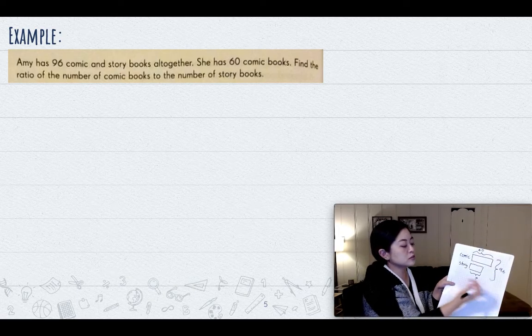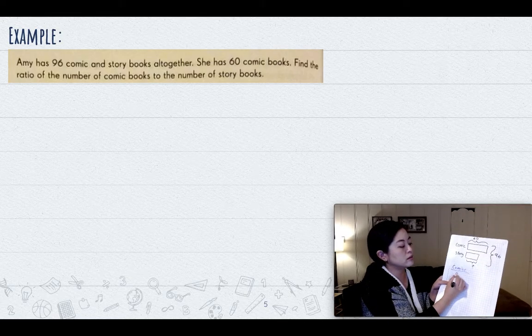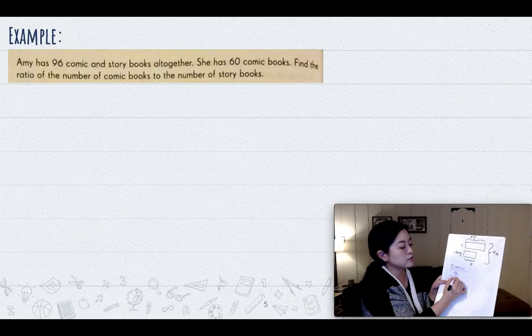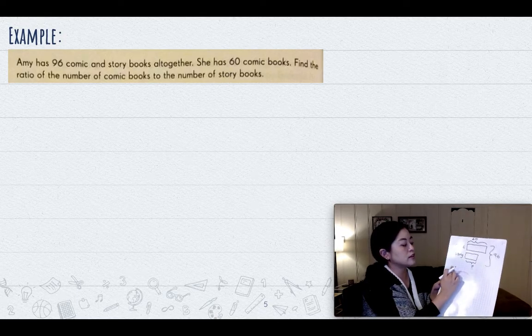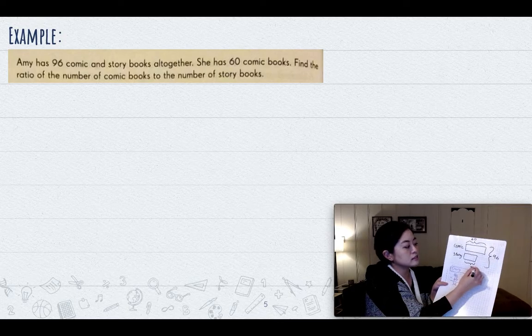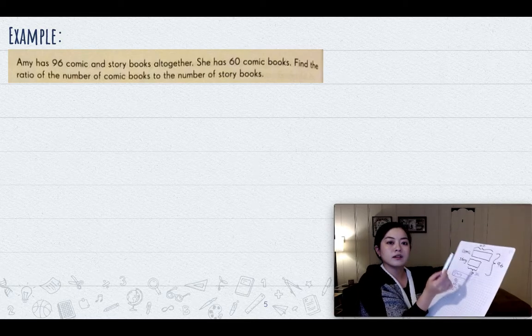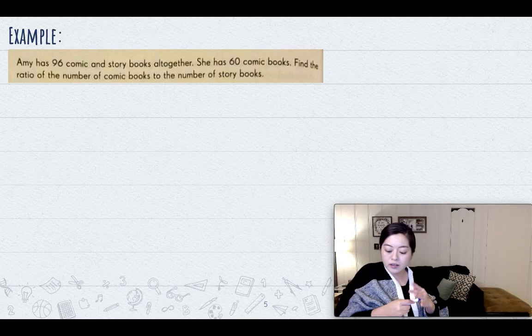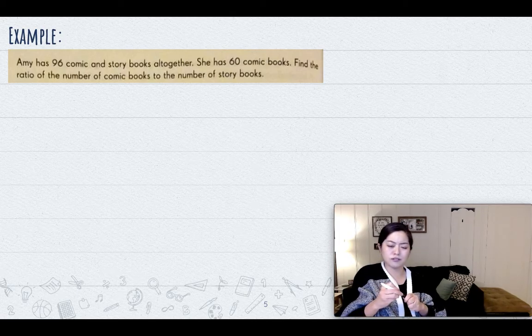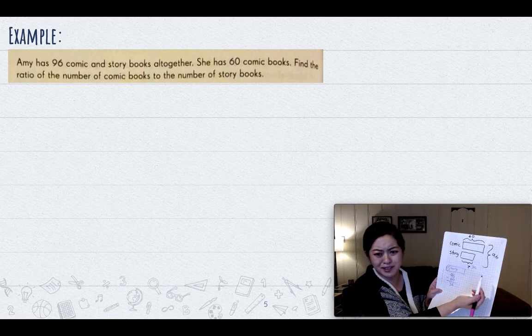So what we're going to do is take the whole and then subtract the part that we know. Oh, I want to find the number of storybooks, not comic books. And so this becomes 36. So Amy has 36 storybooks. Now let's look at the problem again and find what we need to find. Obviously we needed to find the number of storybooks, but am I done? Let's read.